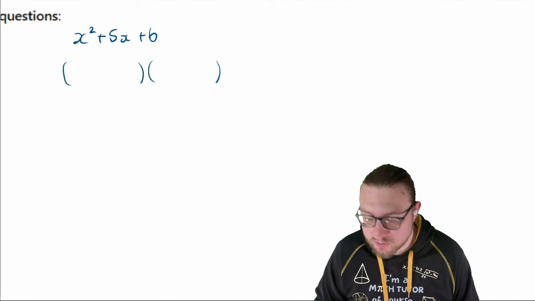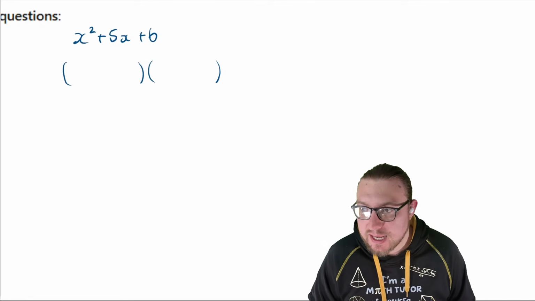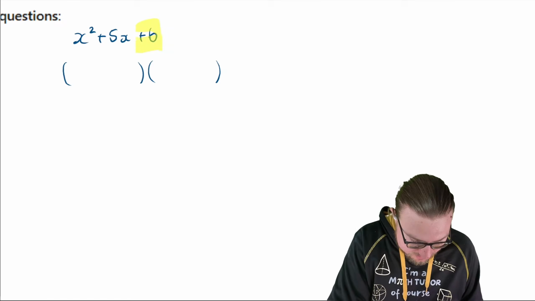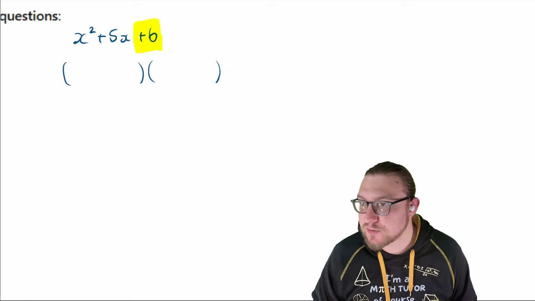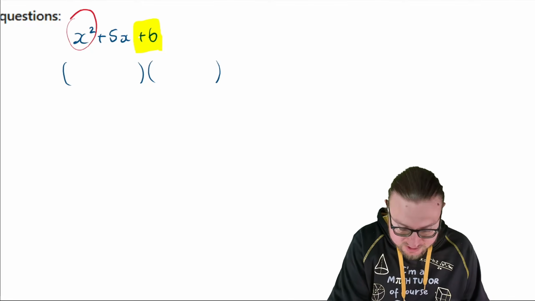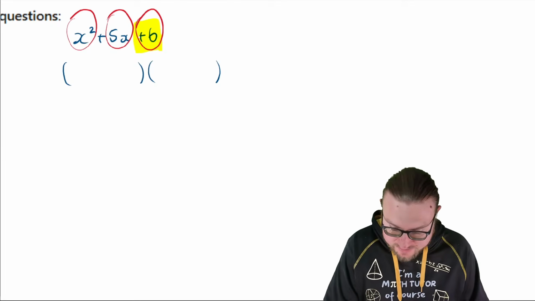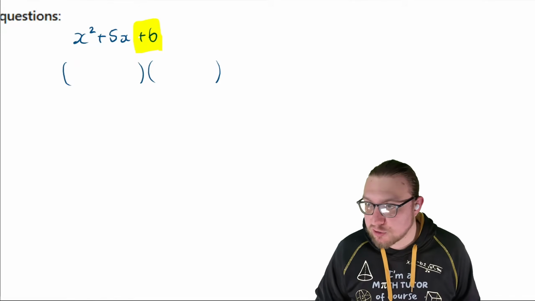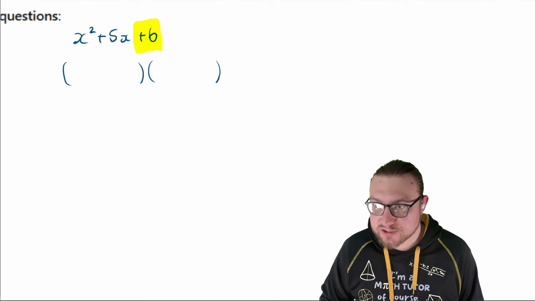We just need to remember what is in the brackets. And the way that we do that is we start by having a look at the number at the end. This is the one that doesn't have an x. Make sure you put it in exactly this order where you have the squared term, the x term, and then the number. You might have to rearrange it if you get a question like this that's rearranged.